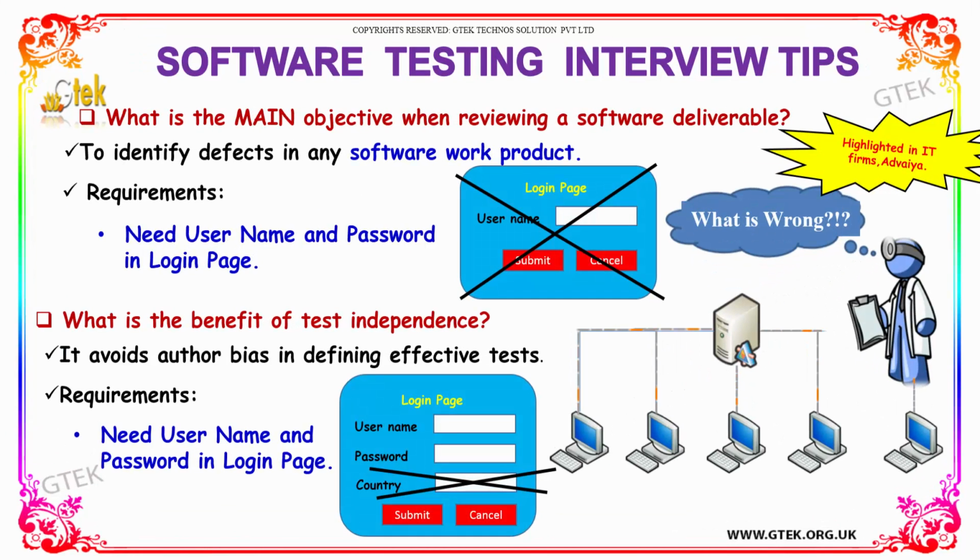Our first question is, what is the main objective when reviewing a software deliverable? To identify defects in any software work product is the main objective. When reviewing a software deliverable, we also have to check the requirements. That is, whether you need a username and a password in a login page.